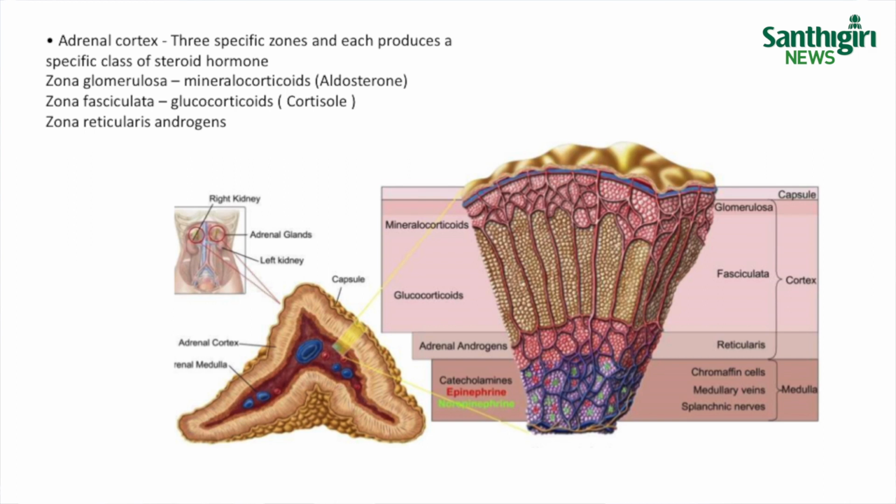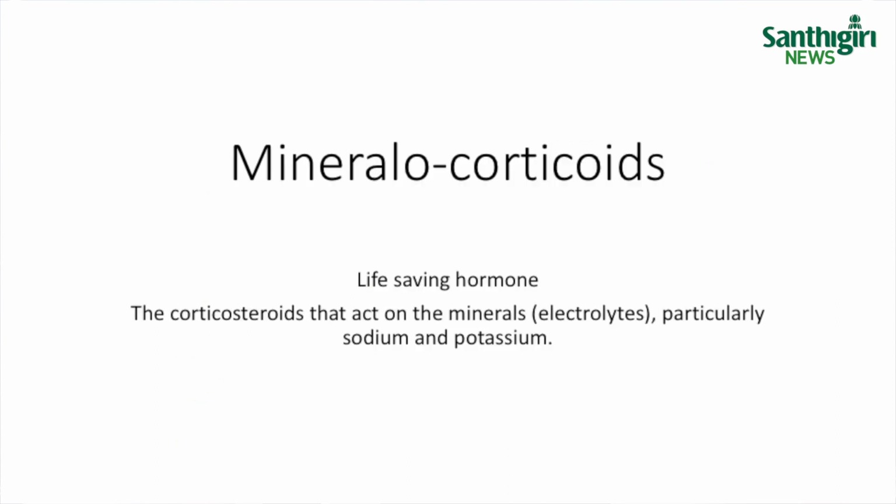As shown in the picture, the adrenal cortex consists of three zones, that is zona glomerulosa, zona fasciculata and zona reticularis. The zona glomerulosa synthesizes and secretes mineralocorticoids, zona fasciculata synthesizes and secretes glucocorticoids, and zona reticularis secretes androgens. In this video we are studying the functions and disorders associated with the hormones of zona glomerulosa.